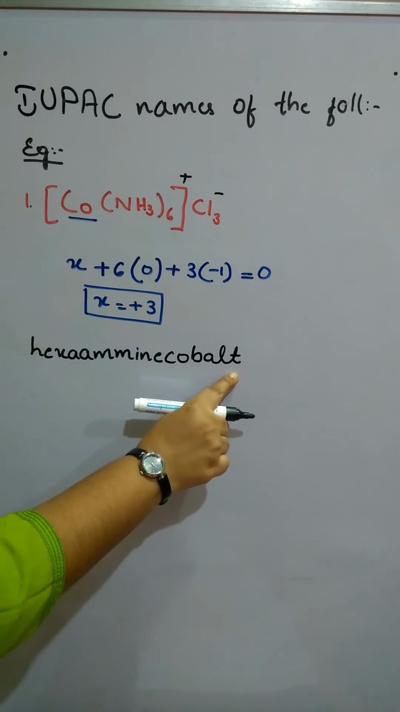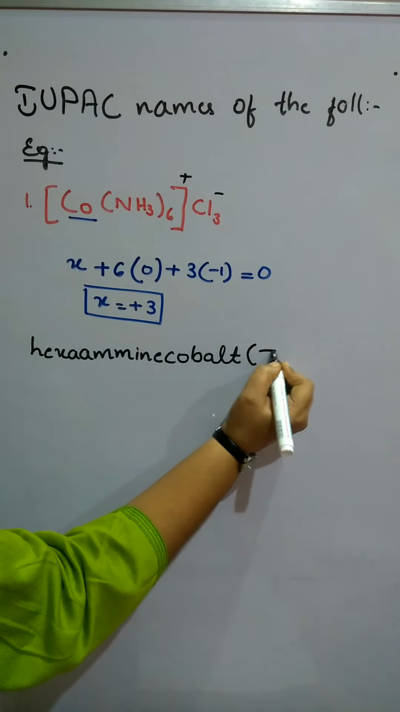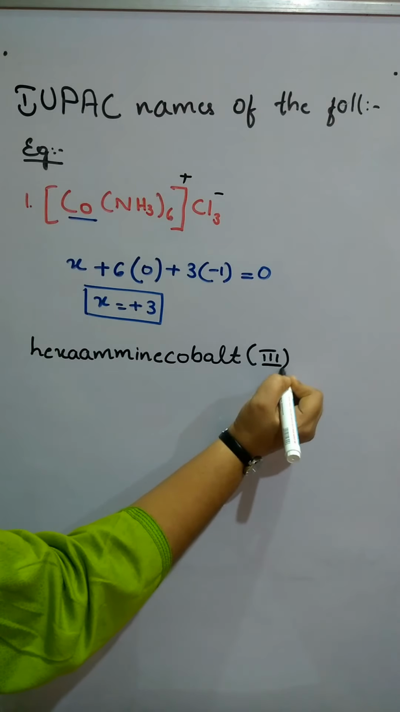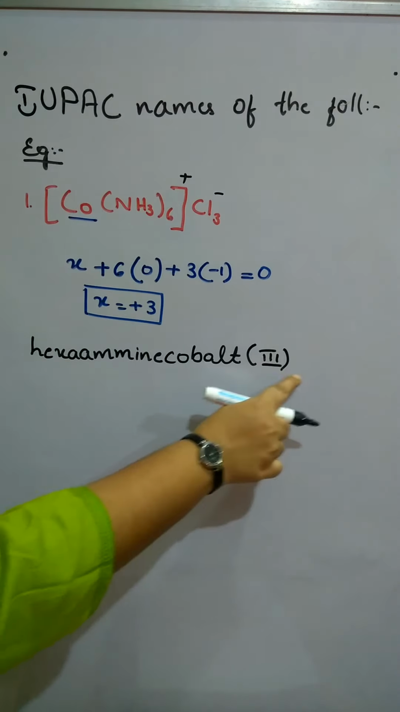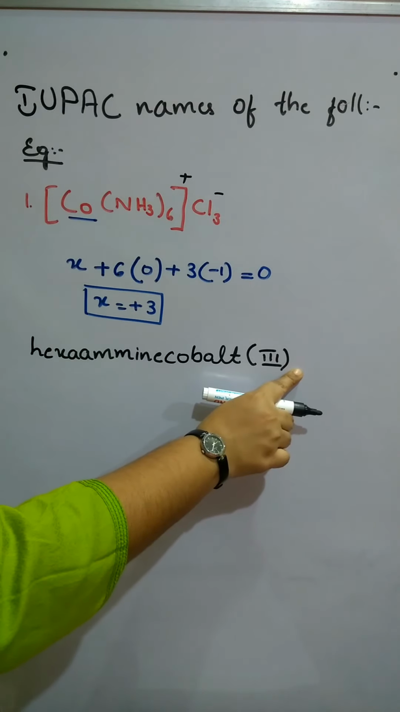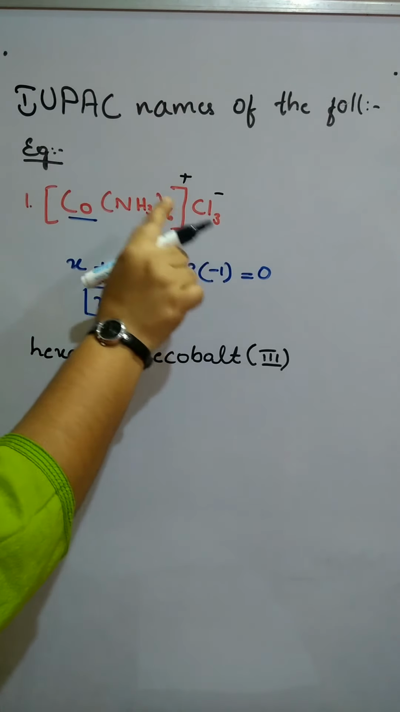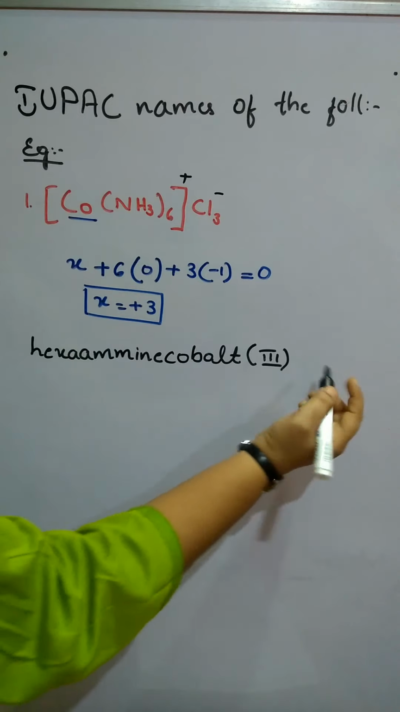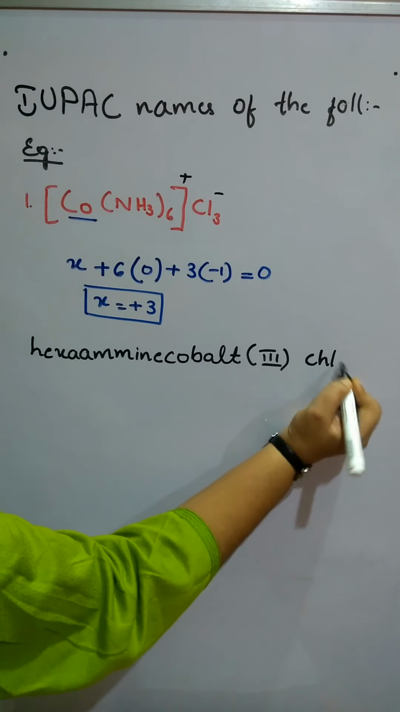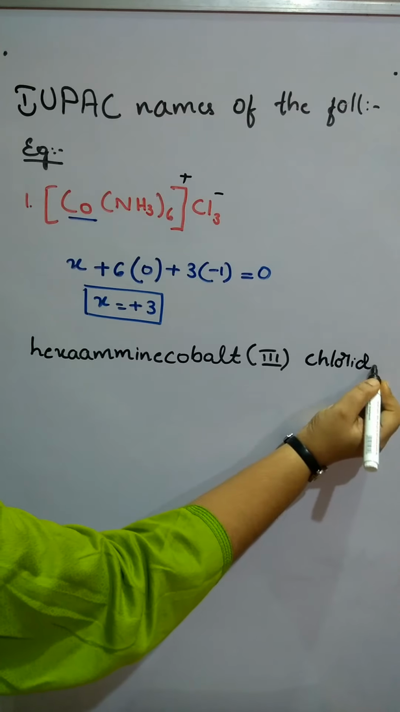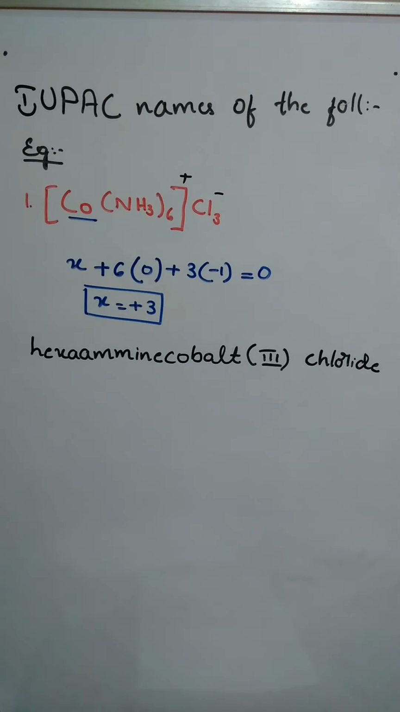After the name of the metal, within brackets in Roman numbers we are going to write the oxidation state. After that, leaving a very small space, we are going to mention the name of the simple anion outside the sphere. So leave some space and then write chloride. So the name of the complex is hexaammine cobalt(III) chloride. We shall move on to the next example.